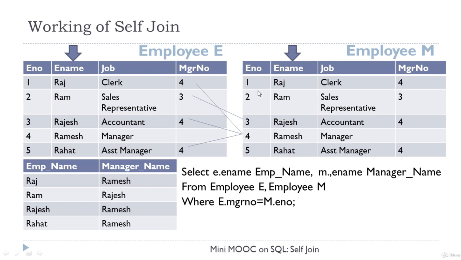It is important to note that here in output we are showing employee underscore name. So first column is aliased as employee underscore name, while second column is aliased as manager underscore name.